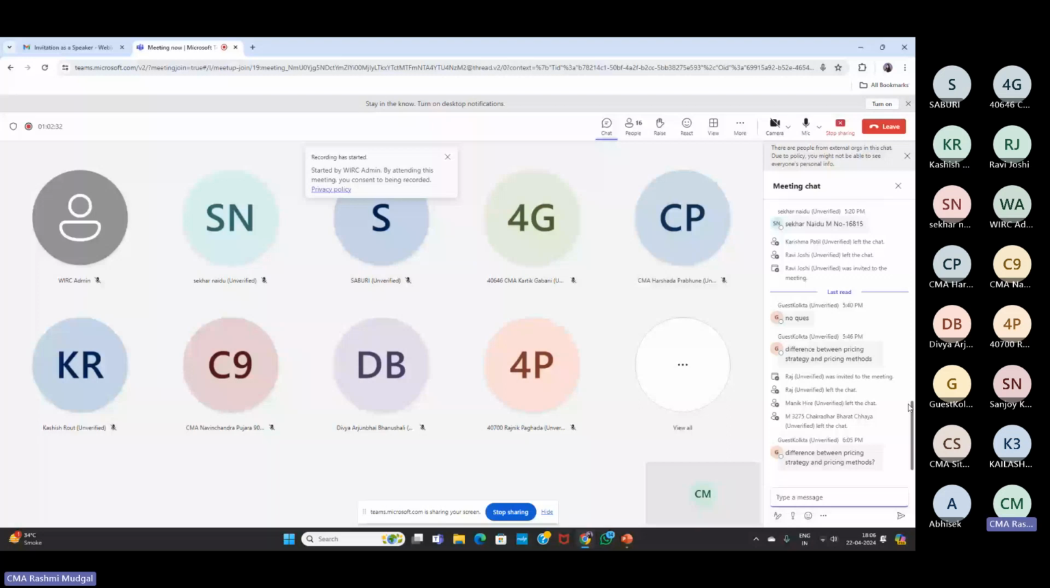So what happened? The pricing strategies can be competitive, cost plus pricing, and high-low pricing. These are all the pricing strategies.